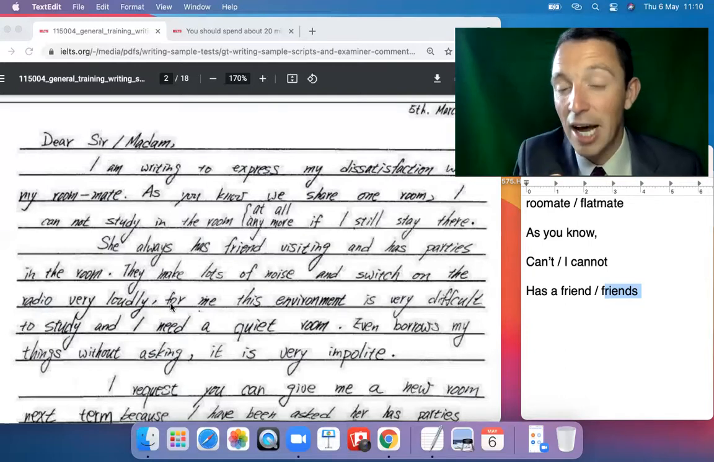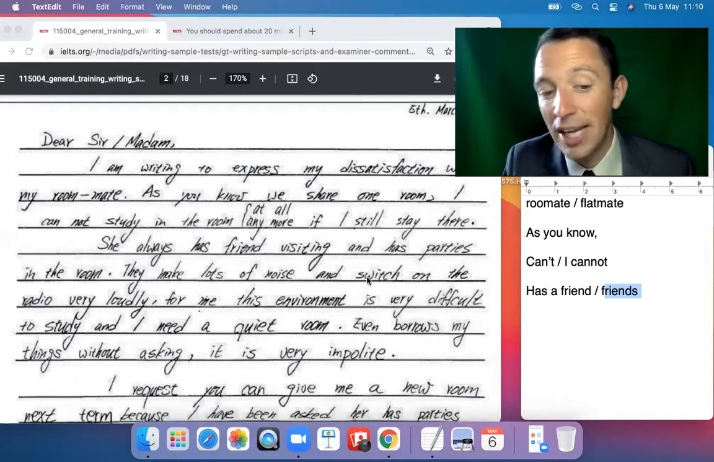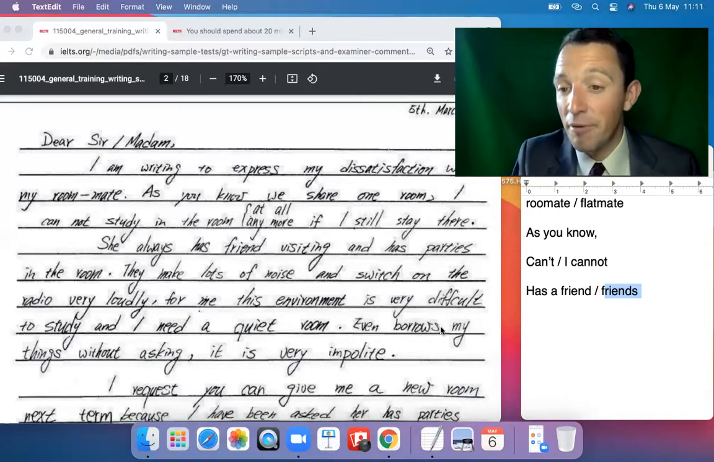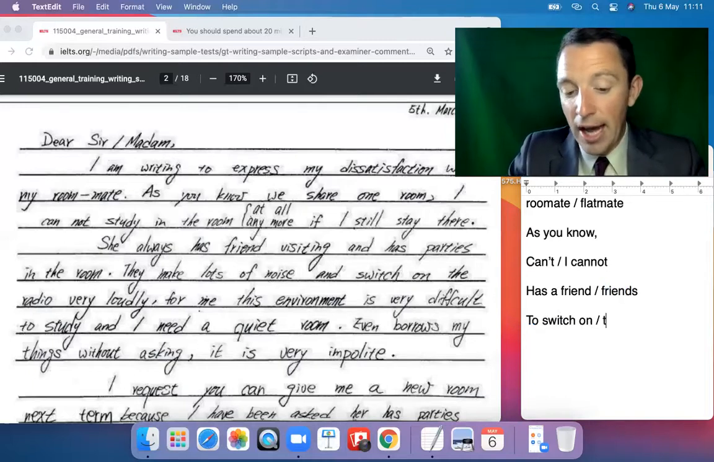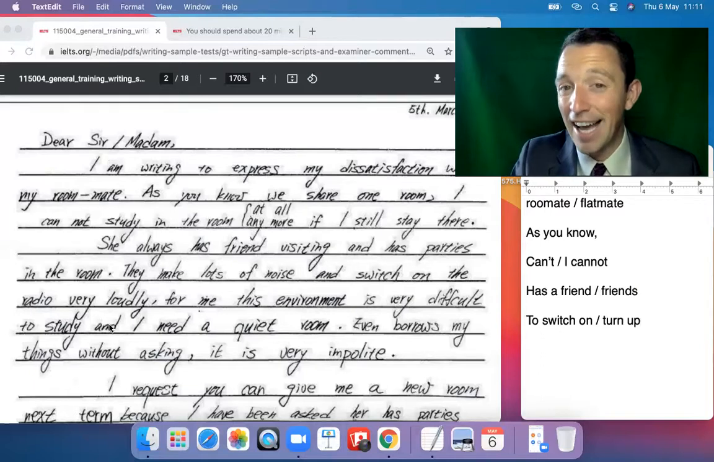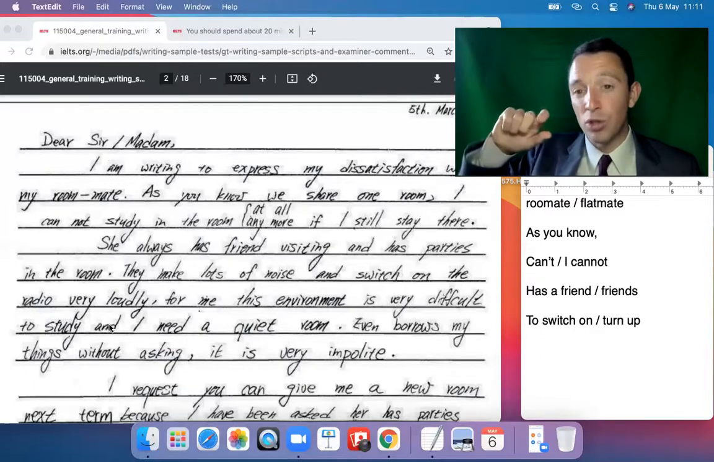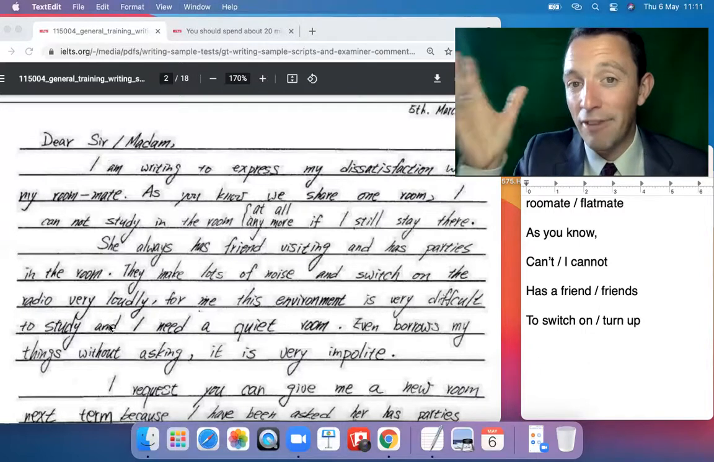Okay, and here it's a good example of just very, very simple text. They make lots of noise and switch on the radio very loudly. For me, that's okay as well. I just have a little doubt maybe with the verb to switch on and to turn up. Okay, because she or he selected the word loudly, that's the adverb, and it's a bit unusual to switch on loudly. We normally turn up the radio very loudly.